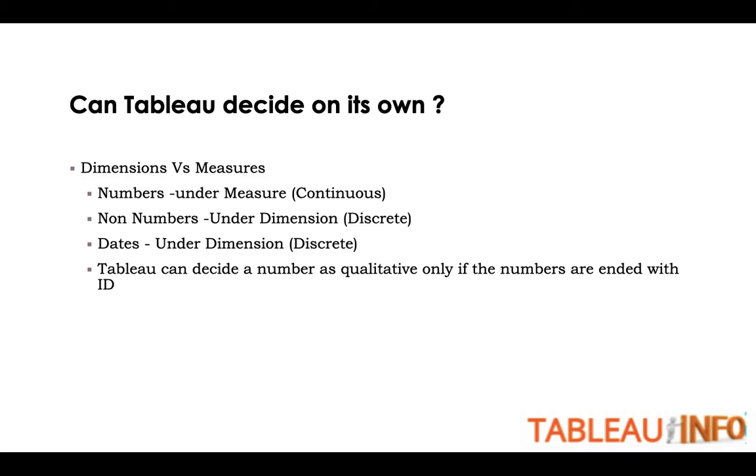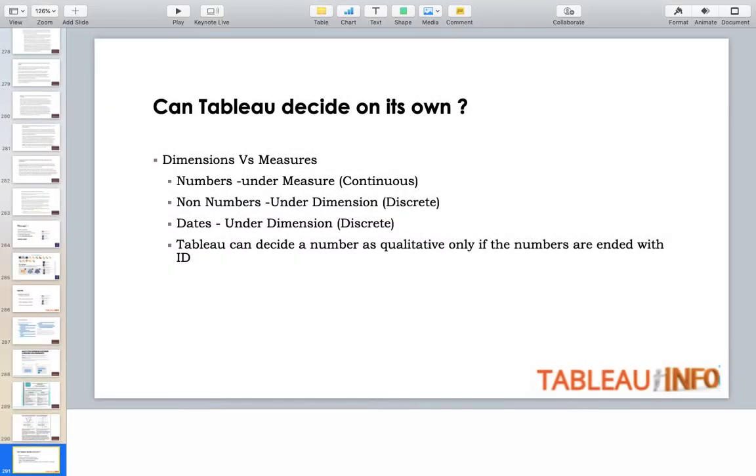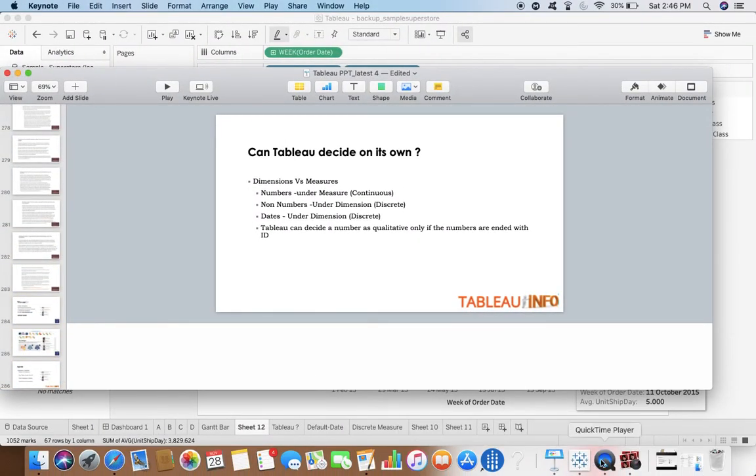So can Tableau decide on its own? For Tableau, it's simple. All the numbers under measure, non-numbers under dimensions. Yes, in some of the cases, like if your column name is ending with ID, you can take this as an exercise and do it yourself. Just have one column, name it as ID and have numbers under it, and after that name it something else. Now it will move from measure to dimension, dimensions to measures. You can do it on your own.